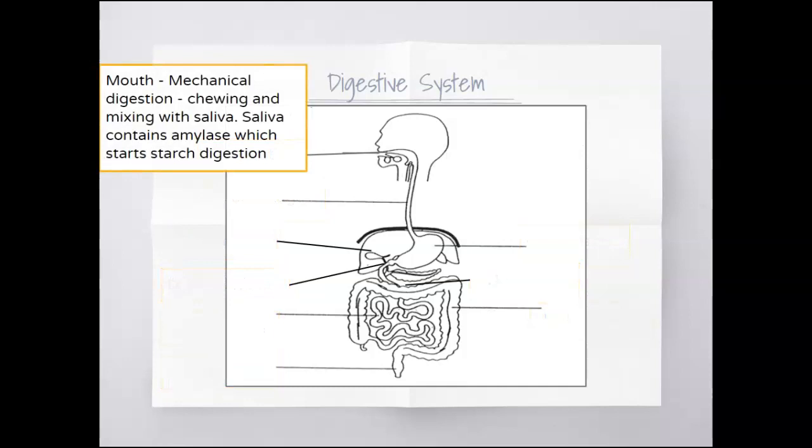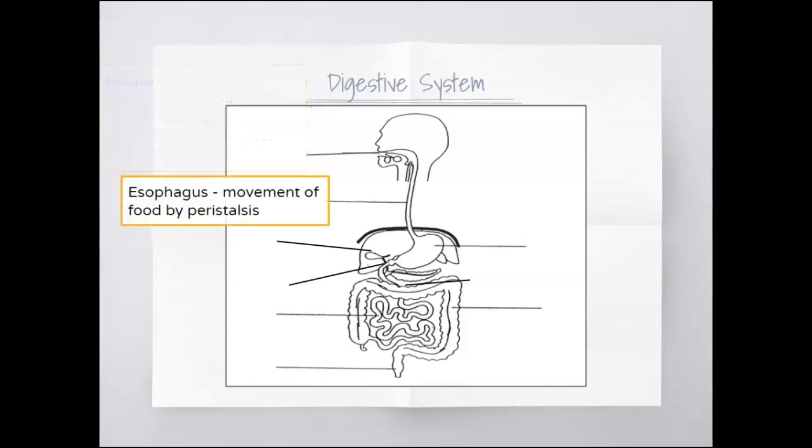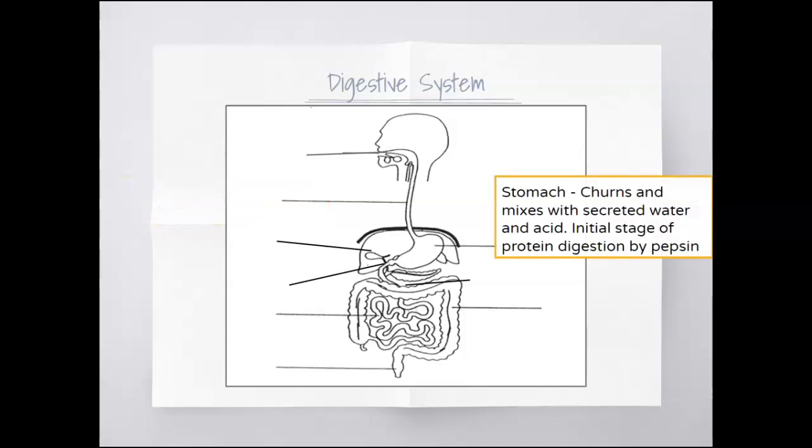Going through just the basic outline of what these pieces do, you have the mouth, which is mechanical and chemical digestion. Mechanical is chewing, chemical is with enzymes that help break down macromolecules. Esophagus moves the food from the mouth to the stomach by peristalsis, which is like muscle contractions. Stomach churns and mixes the food, at this point called bolus, with water and acid.